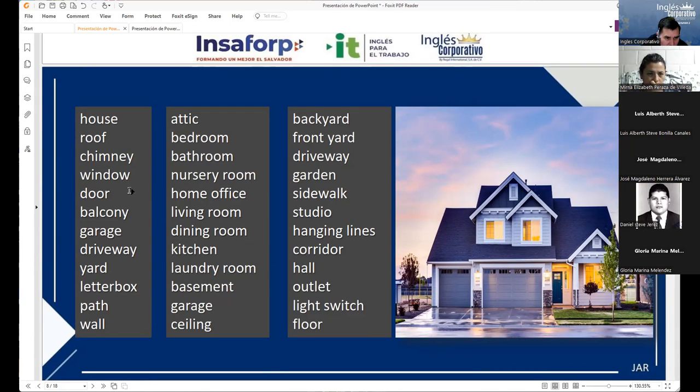Okay. Window, door, balcony, garage, driveway, yard, letterbox, bath, wall, attic, bedroom, bathroom, nursery room, home office, living room, dining room, kitchen, laundry room, basement, garage, ceiling, backyard, front yard, driveway, repeated driveway. We have it here and we have it here. Garden, sidewalk, studio, hanging lines.